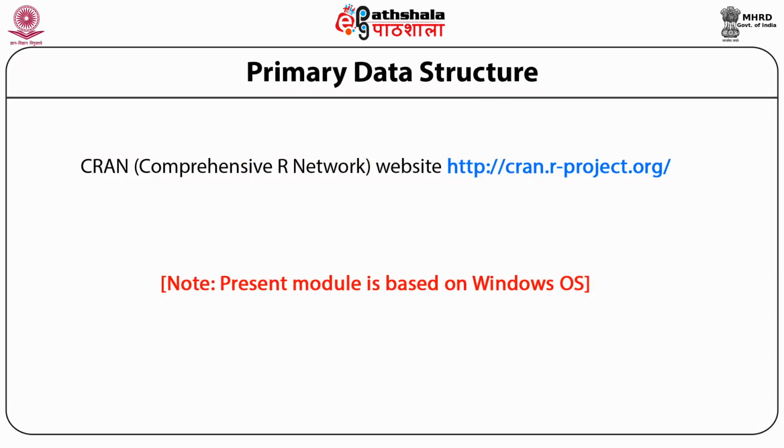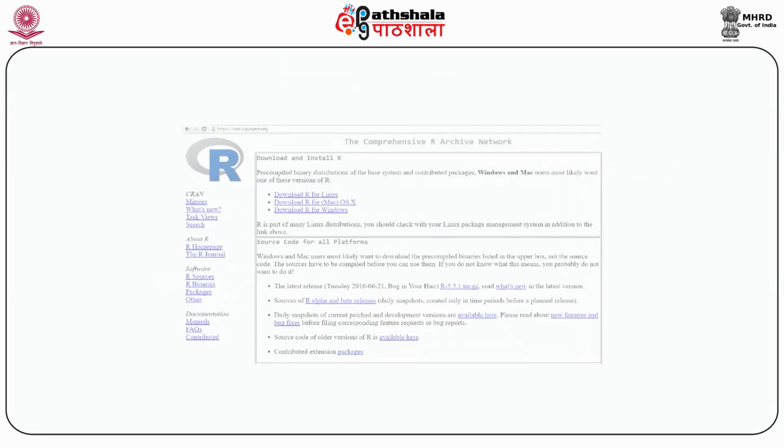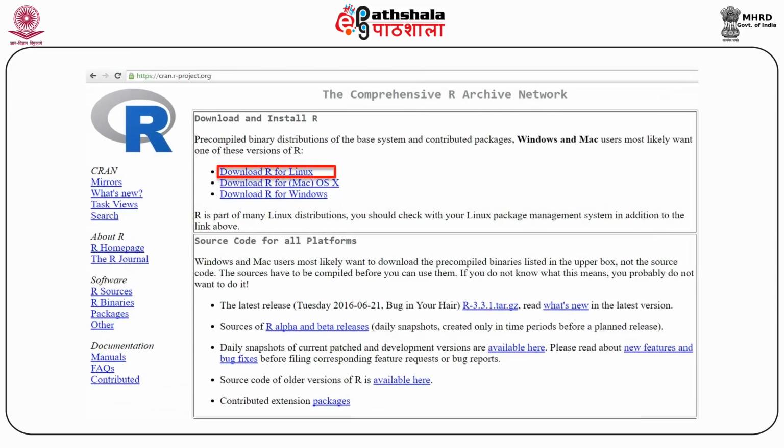To find out the latest version of R, we should visit the CRAN website. We need to open this web page. After clicking on the web link, we will be directed to this page where we can clearly see the latest R distributions for various operating systems such as Linux, Mac OS, Windows. The present module is based on the Windows platform, so we will be downloading only the Windows distribution of R.